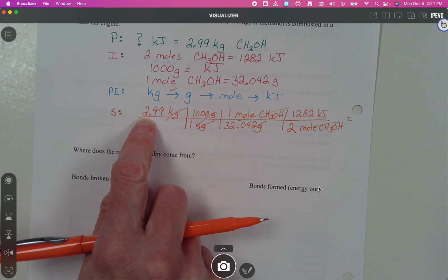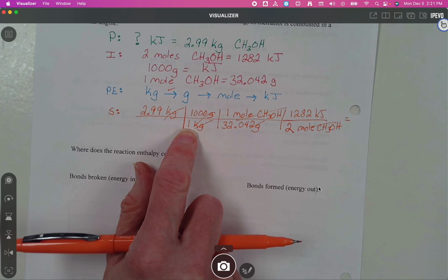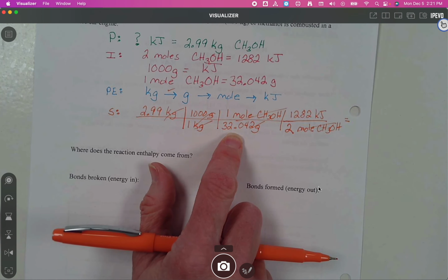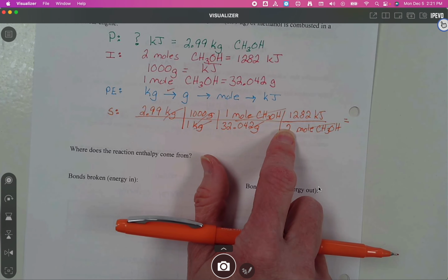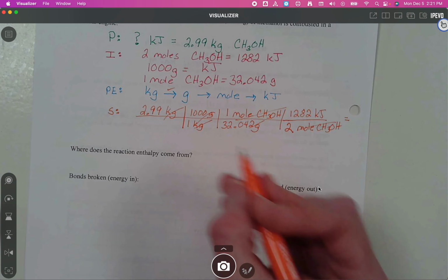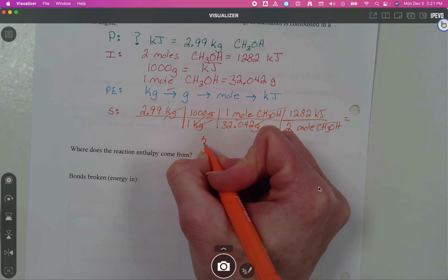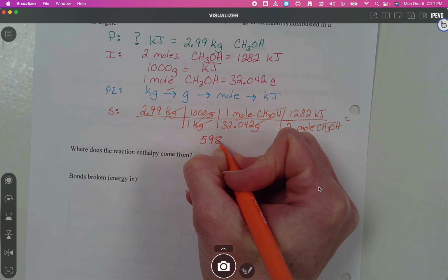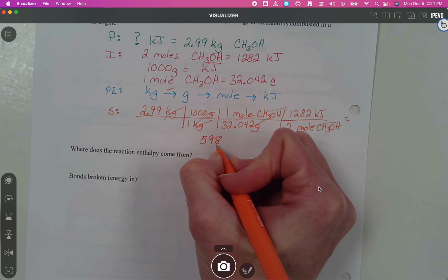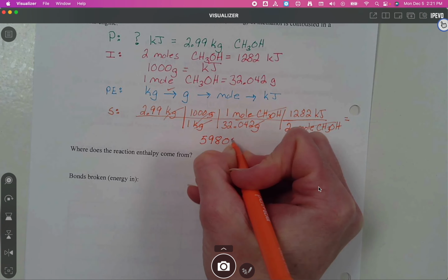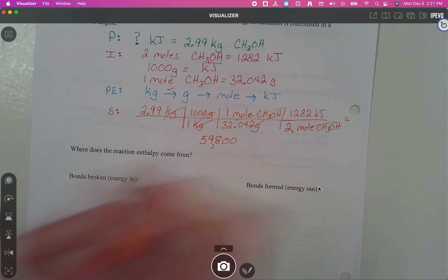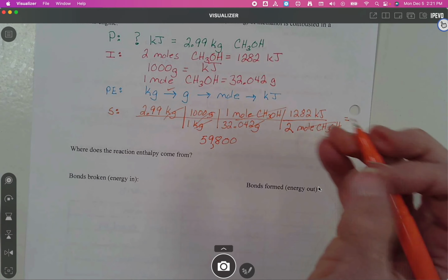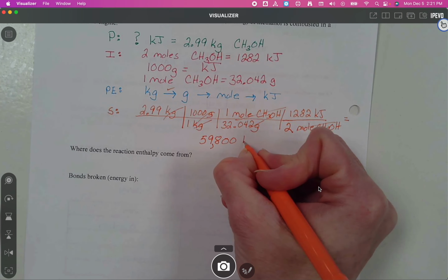Let's see, we have 3 significant figures there, an unlimited quantity there, 5 here, and 4 here. We're going to be stuck with 3 significant figures in our answer. 5, 9, 8, placeholders, 59,800, I believe, if I have run my calculator operation properly.